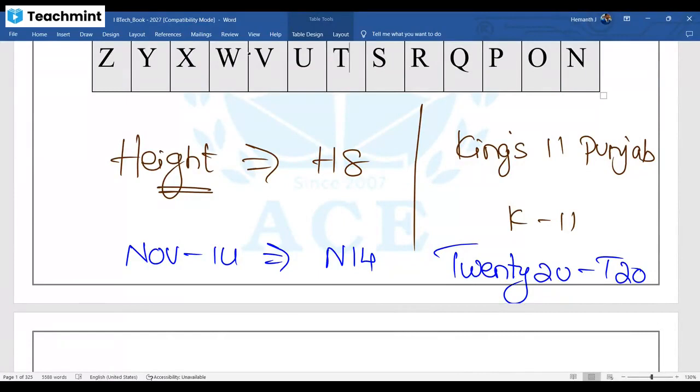We have 26 alphabets. You should know each letter value. I'm just trying to help you out with how to remember the values with certain things.